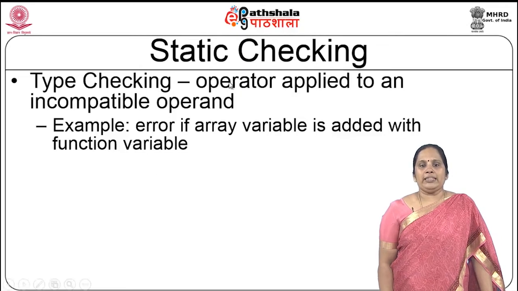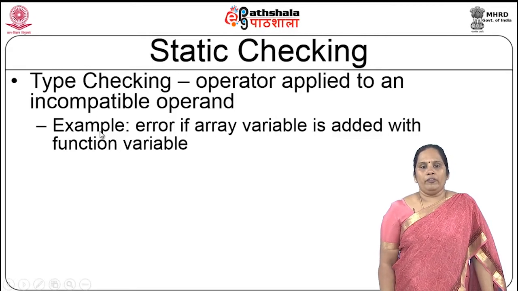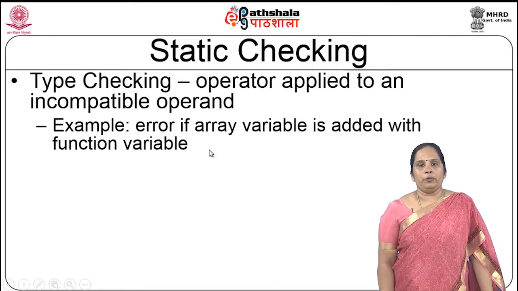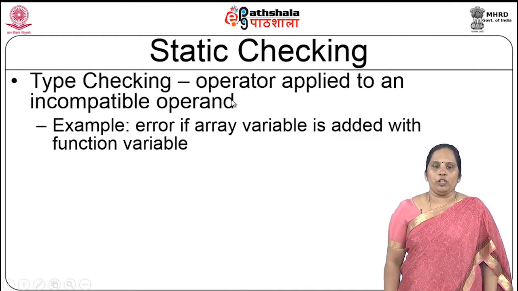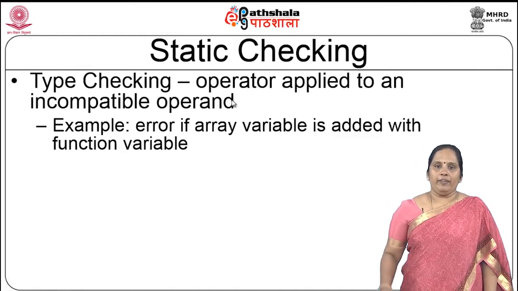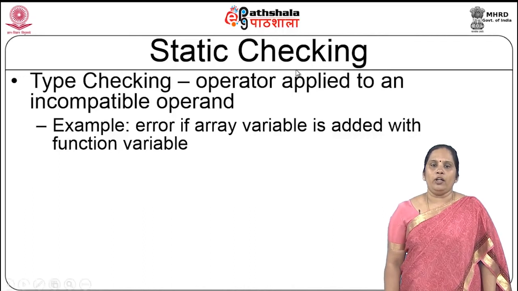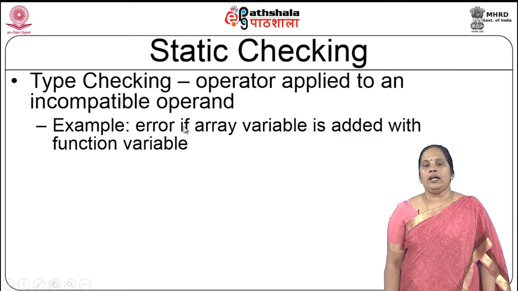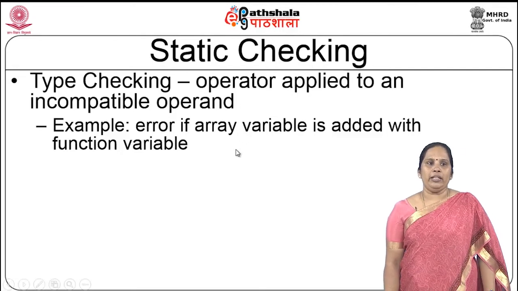Type checking validates whether an operator is applied to an incompatible operand or a compatible operand. For example, you will have an error if an array variable is added with a function variable. Supposing I have int a and a function called void quicksort, I cannot operate quicksort with the array variable a. This is what is done as type checking, which is a part of the static checking that has to be done by the compiler.